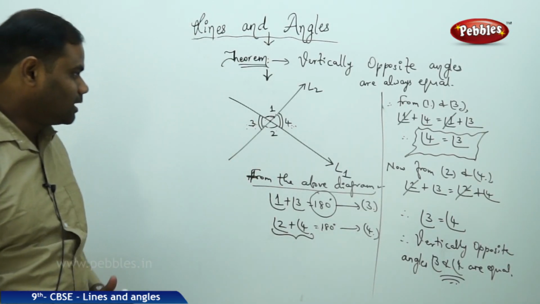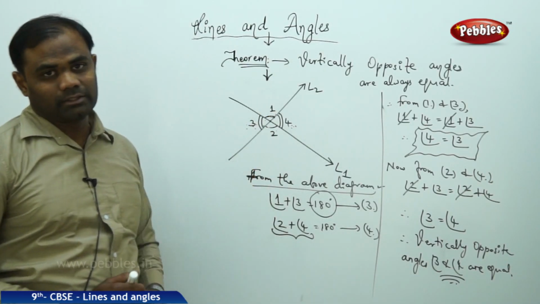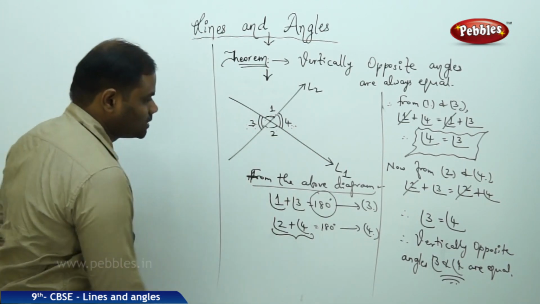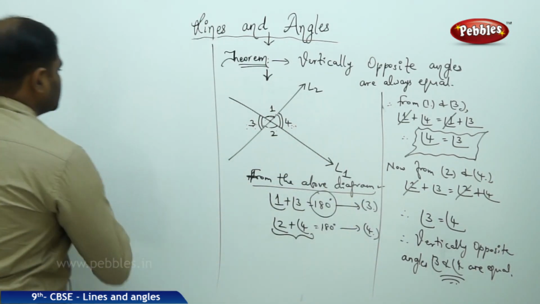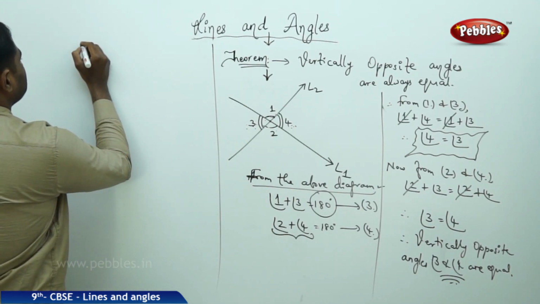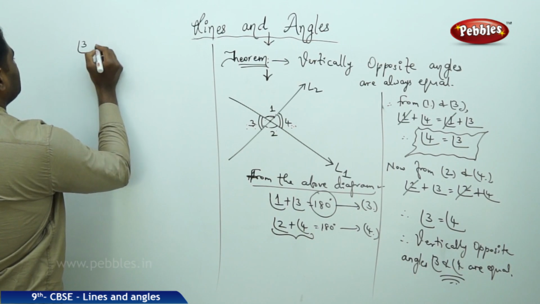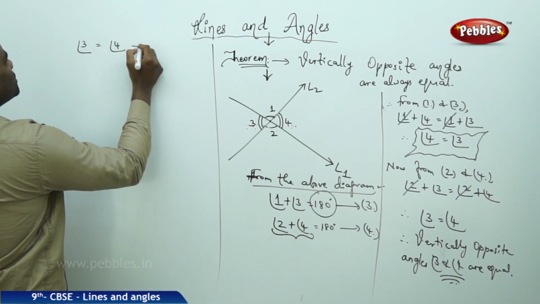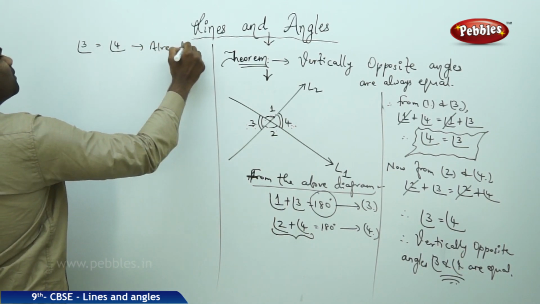Continued. Now let's see how we can prove angle 1 equals angle 2. So as can be seen, we have proved angle 3 is equal to angle 4, which is already proved.